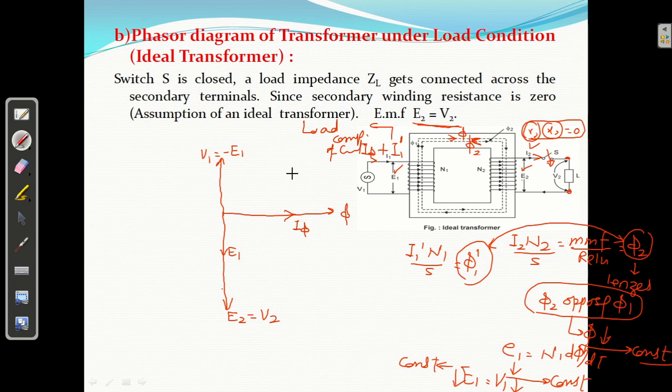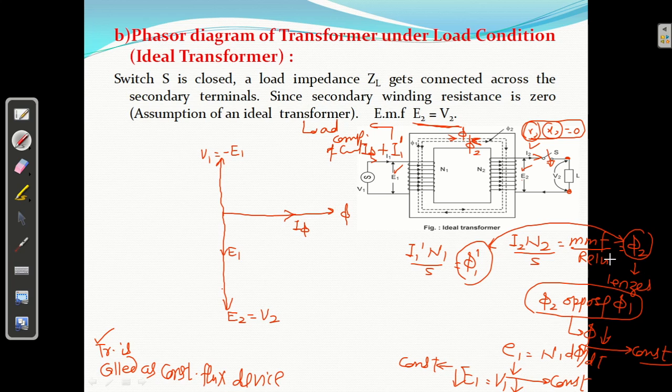That's why the transformer is called a constant flux device. That is the question the examiner may ask. Clear? Transformer is called a constant flux device. This is a question the examiner can ask in an interview also: why is the transformer called a constant flux device? That is the reason. Clear?